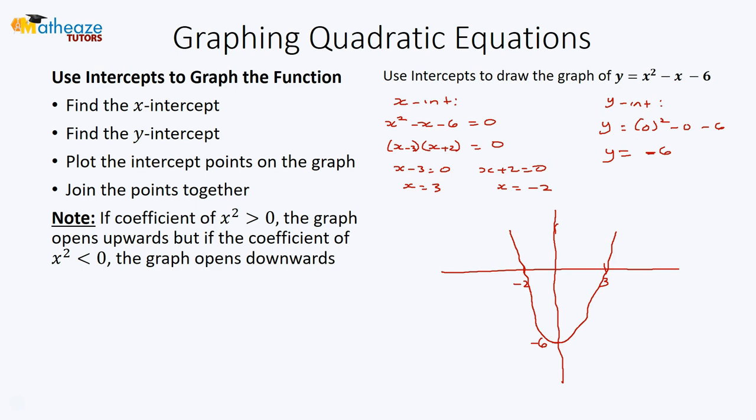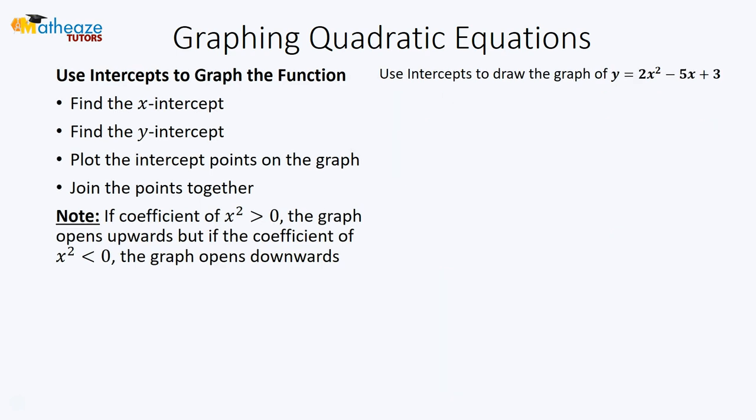So now we join all the points together and you have what we call a parabola. And so here is one important thing to note. If the coefficient of x squared is greater than 0, the parabola or the graph opens upwards, but if the coefficient is less than 0, then the graph opens downwards. You can see that this is opening to look like a U.